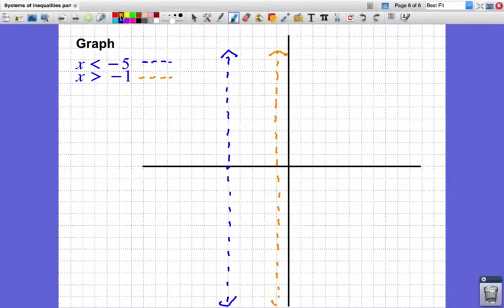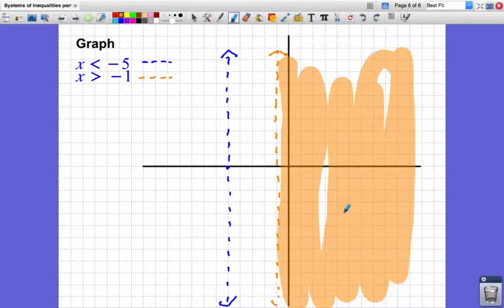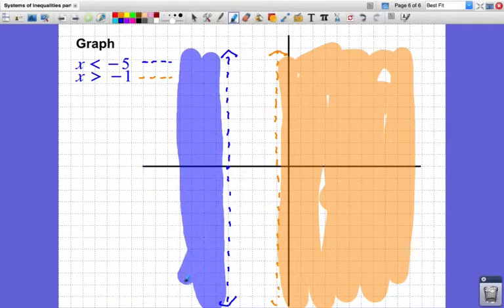Let's stick with the same inequality here. x is greater than negative 1. Well, if x is greater than negative 1, all the values to the right are greater than negative 1. So here would be my shading for x is greater than negative 1. I would shade all of these over here. Okay. And then now let's shade for our first graph. x is less than negative 5. Well, here's negative 5, and x is less than negative 5. So that means I would shade all the values to the left because this is negative 6, negative 7, negative 8, and those are less than negative 5. So here would be my shading over here.